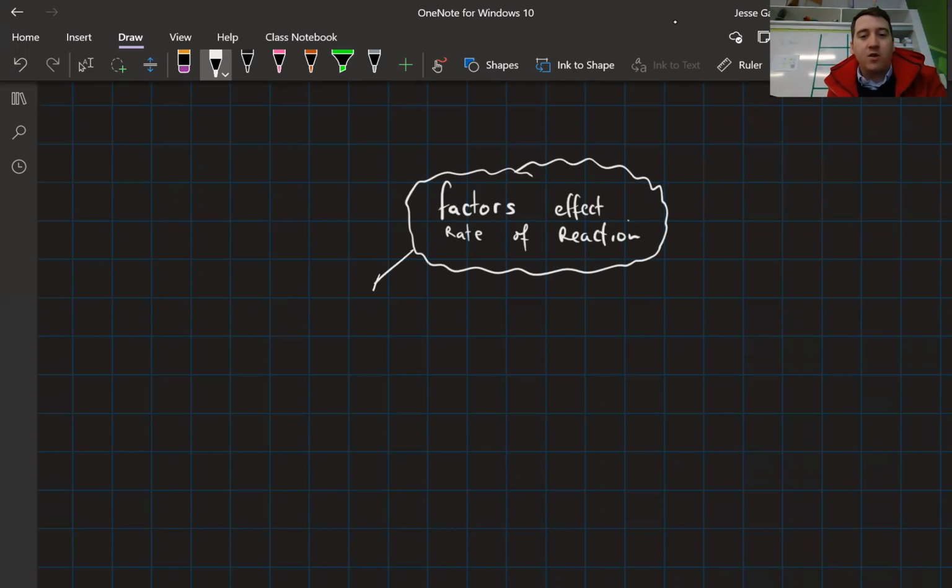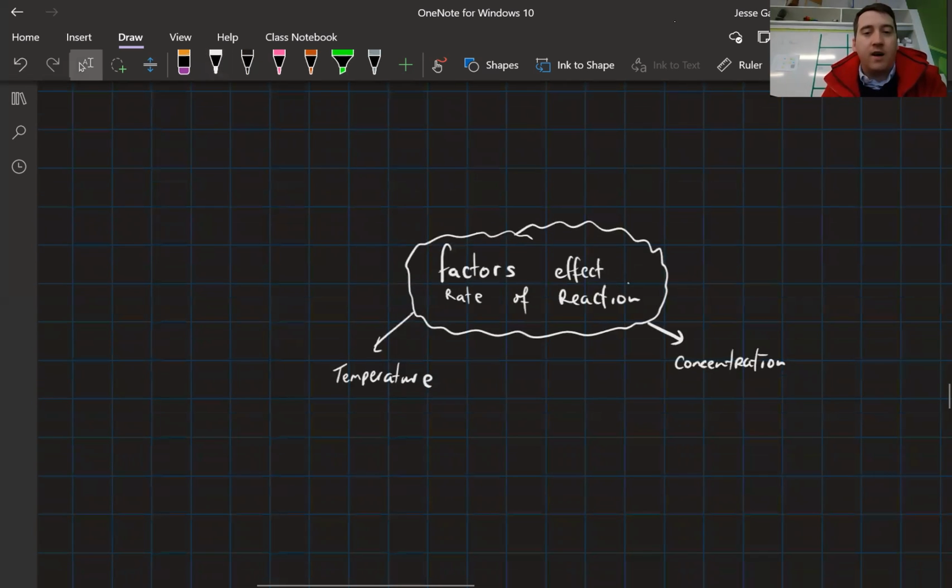Okay, so the first thing we should have remembered is that the first thing that can affect the rate of a reaction is the temperature that you do the reaction at. So changing the temperature can make the reaction go faster or slower. The second thing that affects the rate of reaction is concentration, so the concentration of the reactants, so how concentrated or how dilute they are.